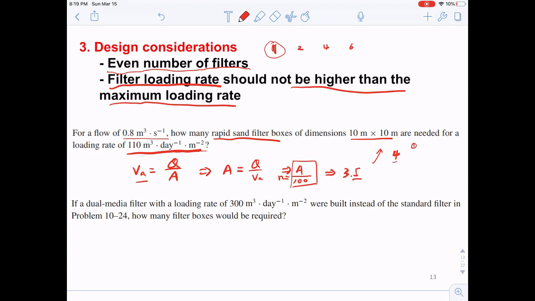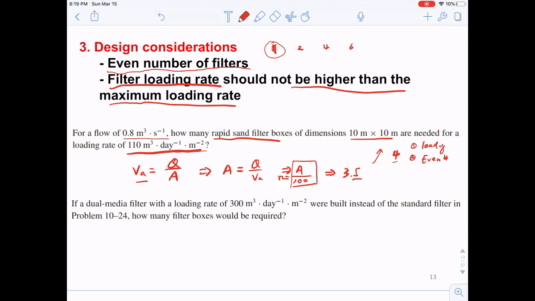The first one is that by building more capacity of the filter here, that will lower the loading rate. So that's going to be safer for the operation of the filtration here. And secondly, we need to know that there are always even numbers of filters we need to construct.